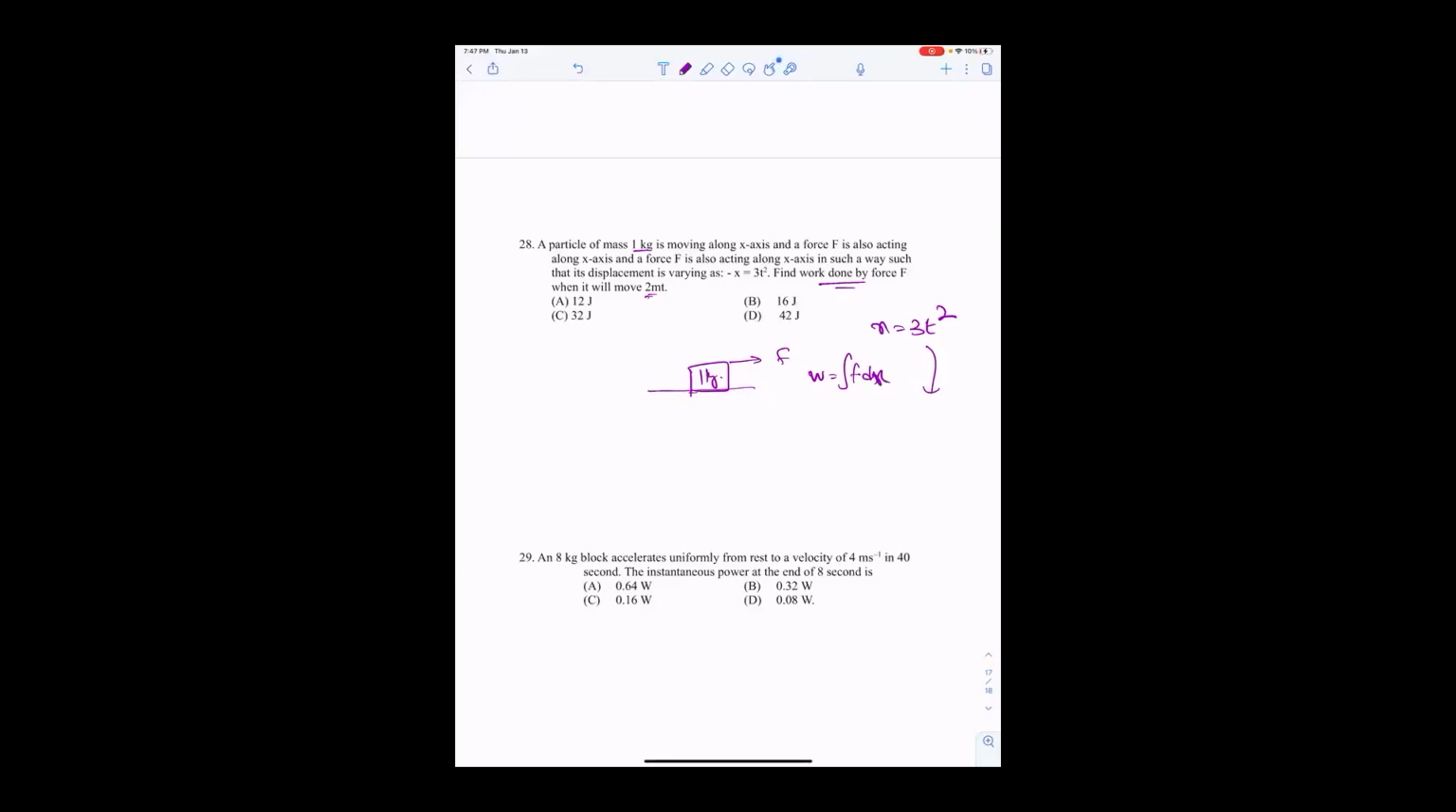From this, what is velocity? Velocity is dx by dt, which is 6t, the differential of t squared being 2t. Acceleration, dv by dt, is how much? 6. So work done is F dot s, and force is constant. Mass is 1, acceleration is 6, x is equal to 2. So 12 joules. It is 12 joules.